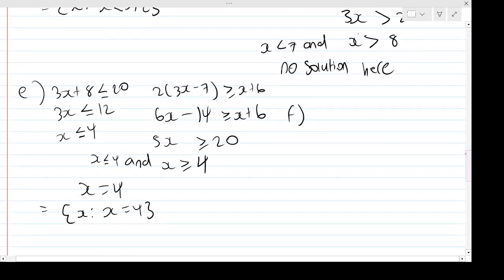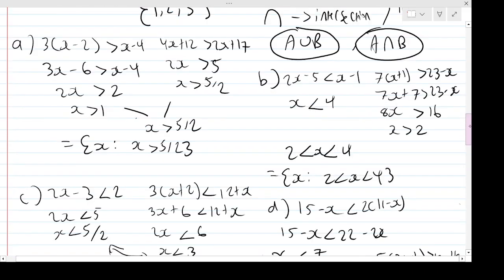Okay. 5x plus 3 is less than 9. If you solve that, 5x is less than 6, so x is less than 6 over 5.